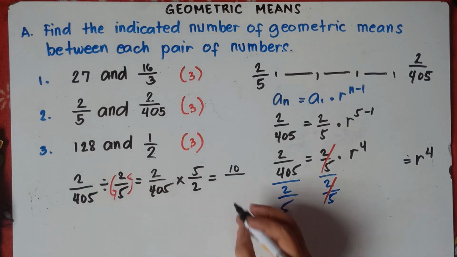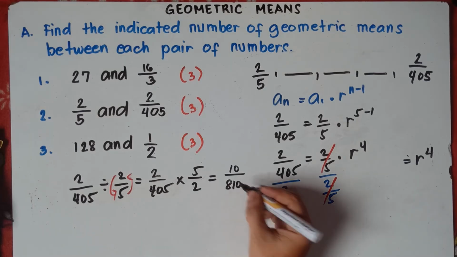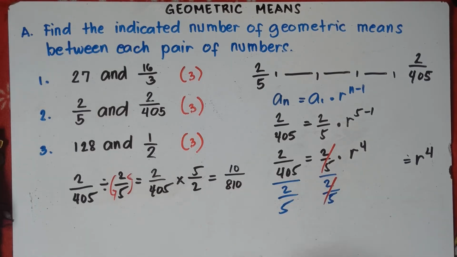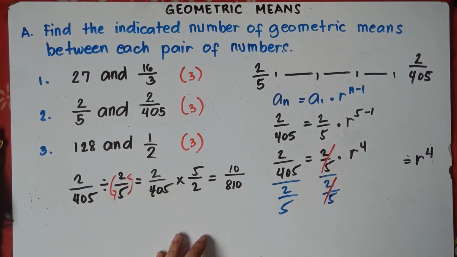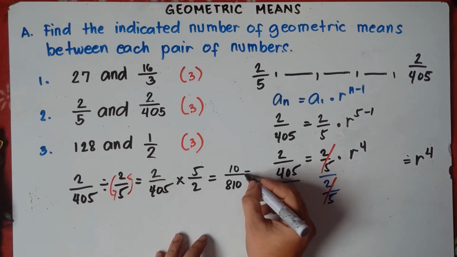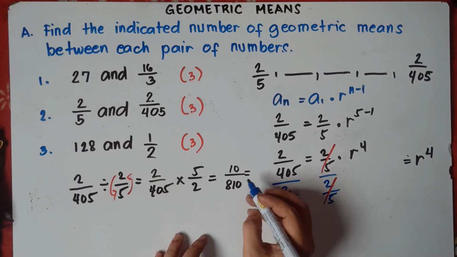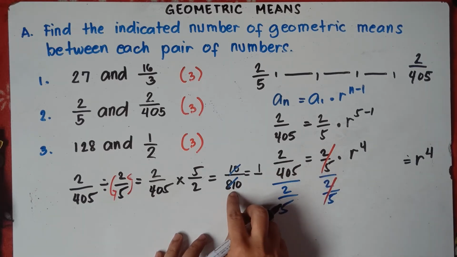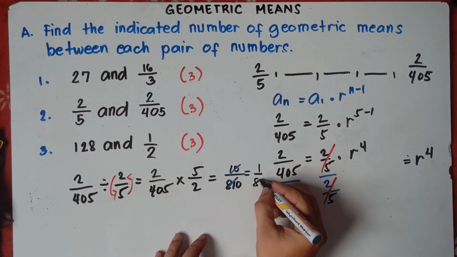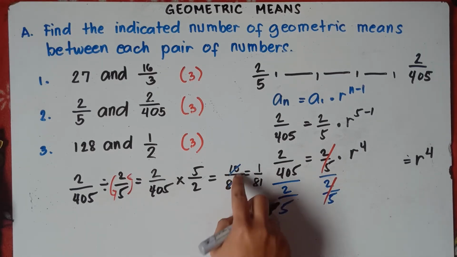But it will take time, class. 810. And then you can divide this by 10. So always reduce the fraction, class, to the lowest term. That's mandatory in fractions. Always reduce your answer to the lowest terms. 10 divided by 10 is 1. And then 810 divided by 10, that's 81. But it will take time, class, if you do it this way.